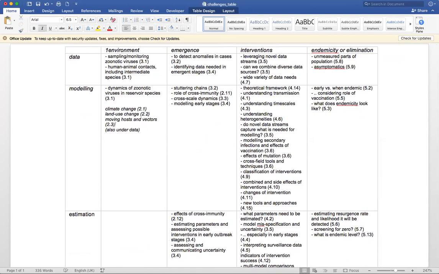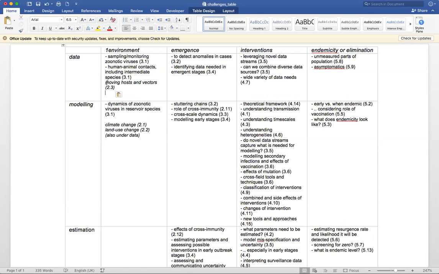Shall I put moving hosts and vectors under data too? Well, it's certainly also under data, because the data is very, very important there. Again, I think many of these will belong in more than one box, really. It's just a case of making sure everything's in. Spillover between boxes is allowed.